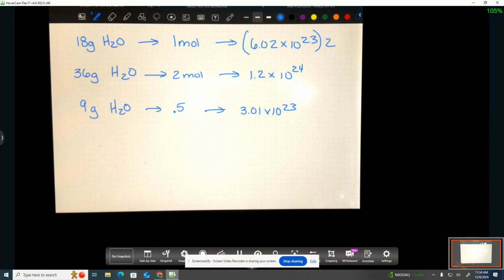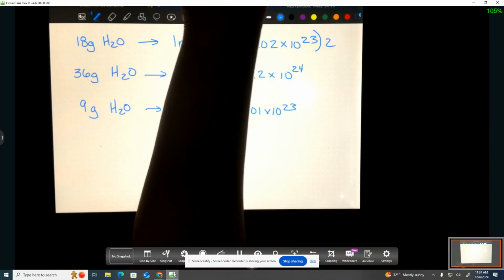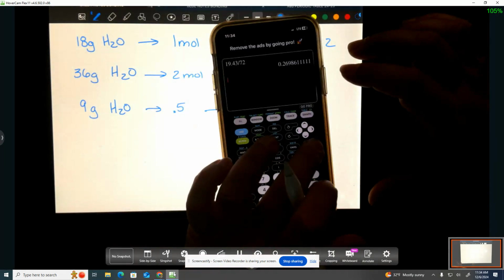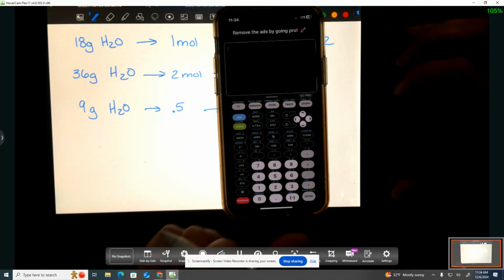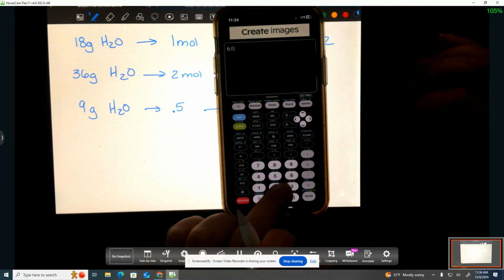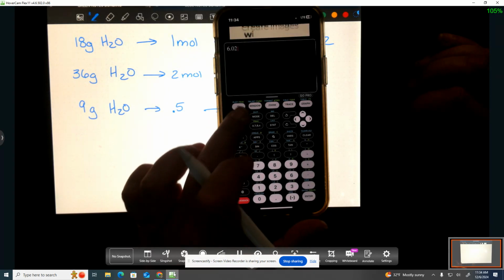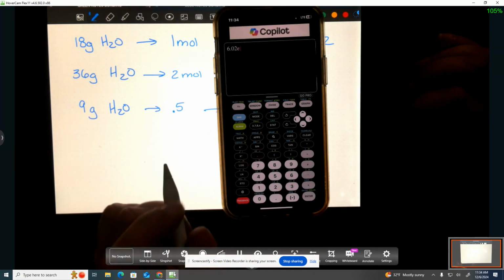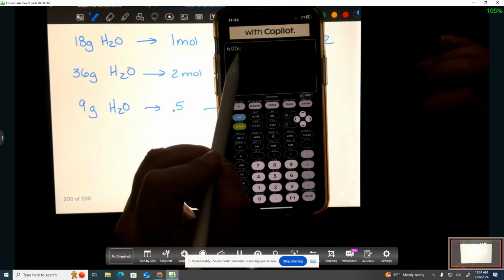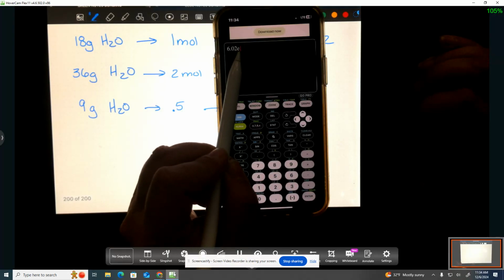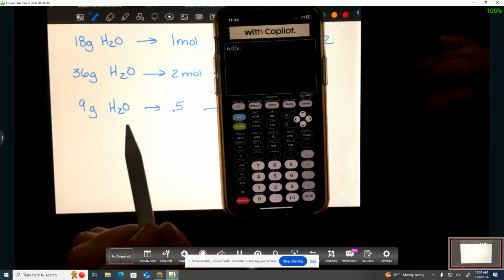Guys, take out a calculator. Look. All right, take it out. 6.02. Now, when you do your calculate, stop talking because you're not going to know what you're doing. I want you to start doing it with this little E symbol. That E symbol means times 10.